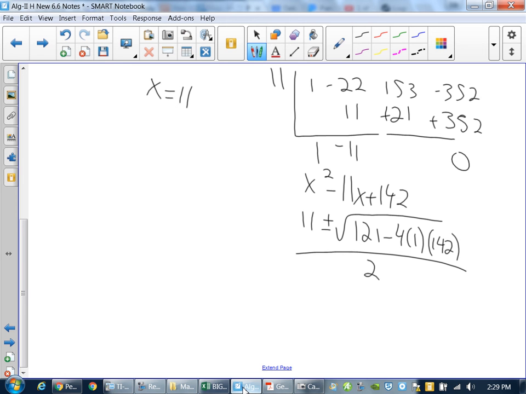So this is what, 32? That's right. 142 is so much higher. If I double 32, I get 64. I double that, I get 128. 121 minus 128 is a negative number. Can I take a root of a negative? No. So that means you get i.